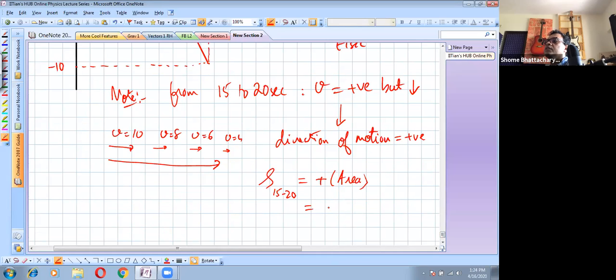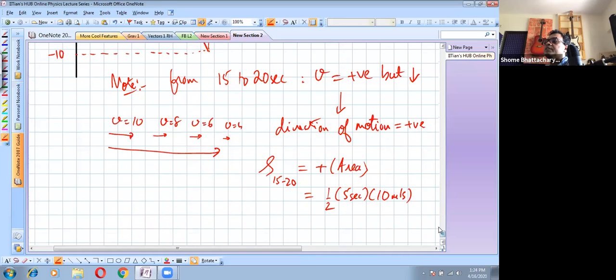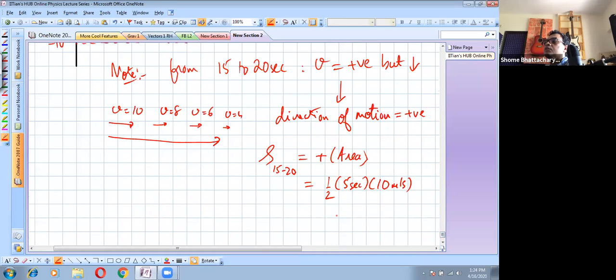Okay. So it is half of base, which is 5 seconds, into height, which is 10 meters per second. That triangle which I shaded earlier. So it is becoming how much? It is becoming 25 meters, but with a positive sign, most important. So the displacement from 15 to 20 is coming with a positive sign.